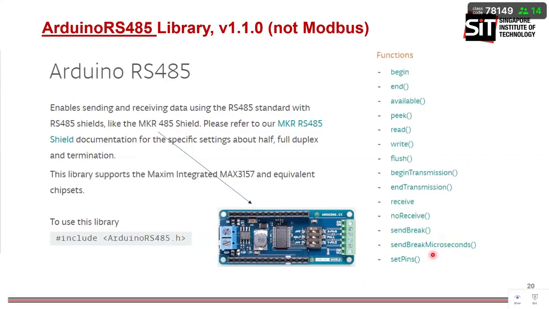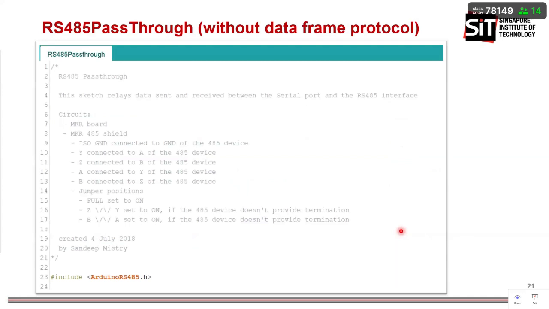There are many more built-in functions, just like serial, which I've shared with you. But for RS485, these are the functionalities that you can make use of. So in the lab itself, when we talk about RS485 pass-through, I want you to learn about how this RS485 really sends data out. When I say without data frame protocol, here we are not making use of Modbus protocol. Remember, what is RS485? It is the concept or the physical layer that we talked about earlier on. So in RS485, we are merely using the wires as a means of transmitting data.